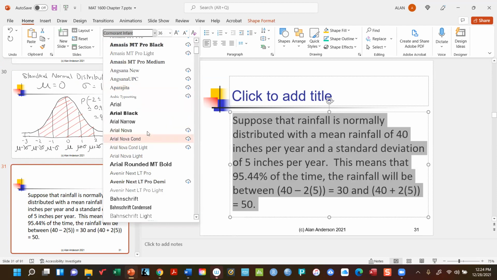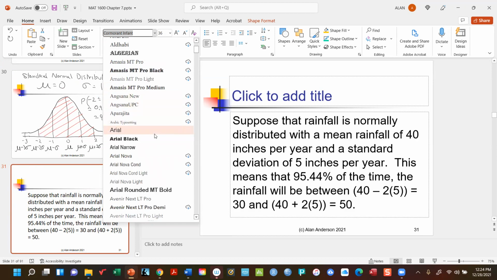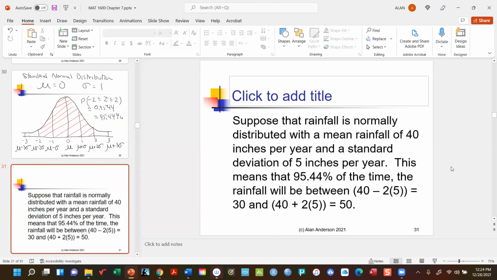I just want to change the font. I think it's Arial that we're using here. Yeah. All right.